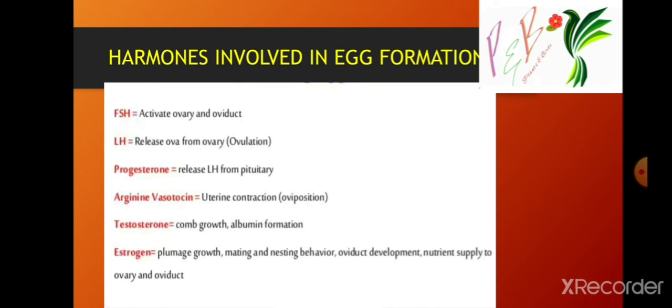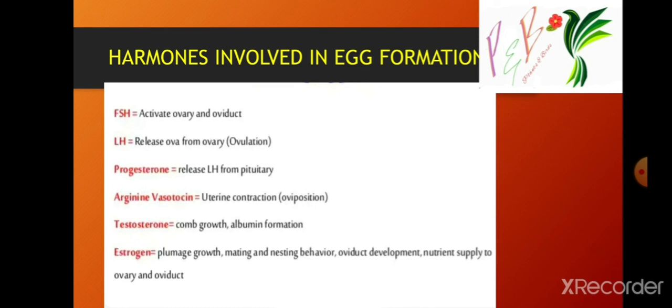Next, testosterone. Testosterone will increase comb growth and albumin formation. This is very important. Albumin formation is done by testosterone. Comb growth means the hen's comb will grow and become reddish in color. This is due to testosterone. To be remembered, before laying of the egg, the hen's face will be very reddish in color due to testosterone, and albumin formation is done by testosterone. This is very, very important.